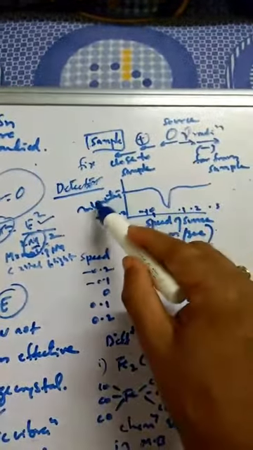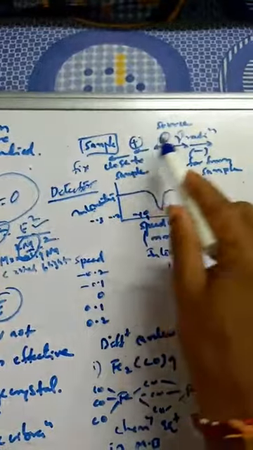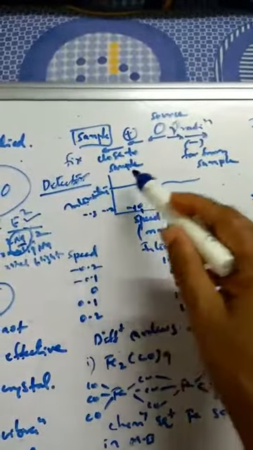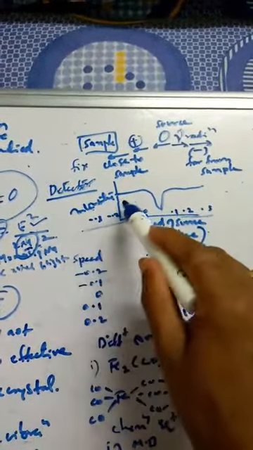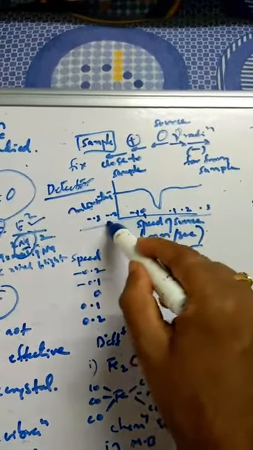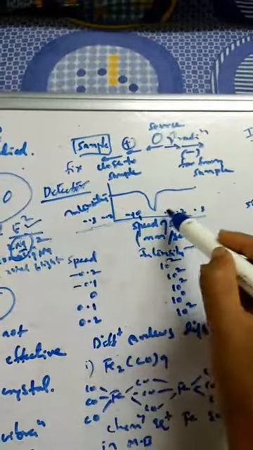And how will the graph be? The intensity versus speed of the source, like this. The speed of the source is either positive or negative, and the intensity shows how much the sample is going to absorb. So the graph comes in this way: here positive is there, here negative is there. Negative means the source is away from the sample, and positive means the source is coming towards the sample.